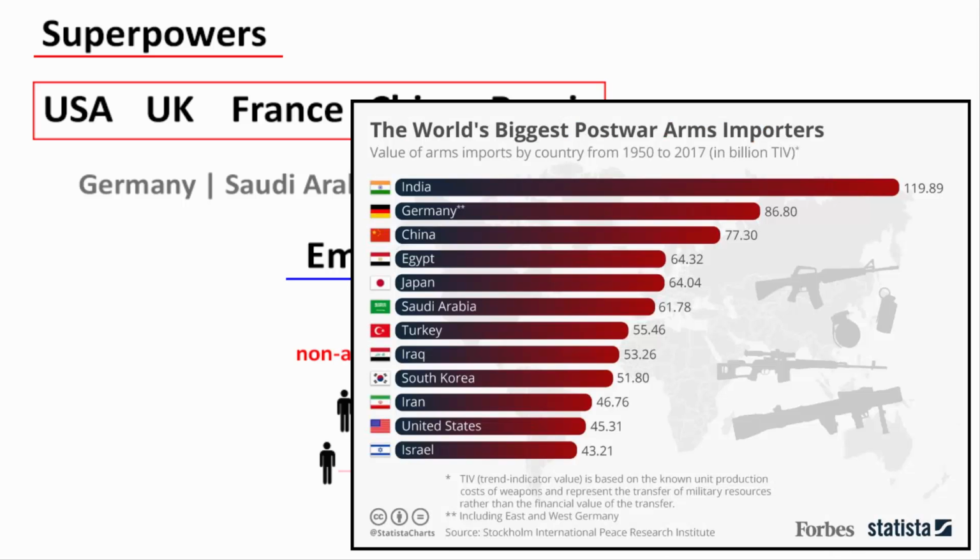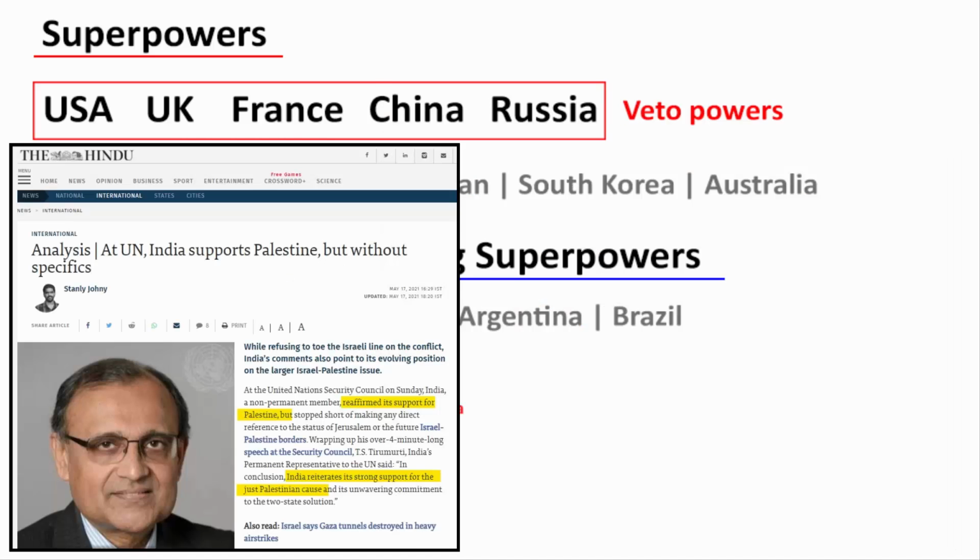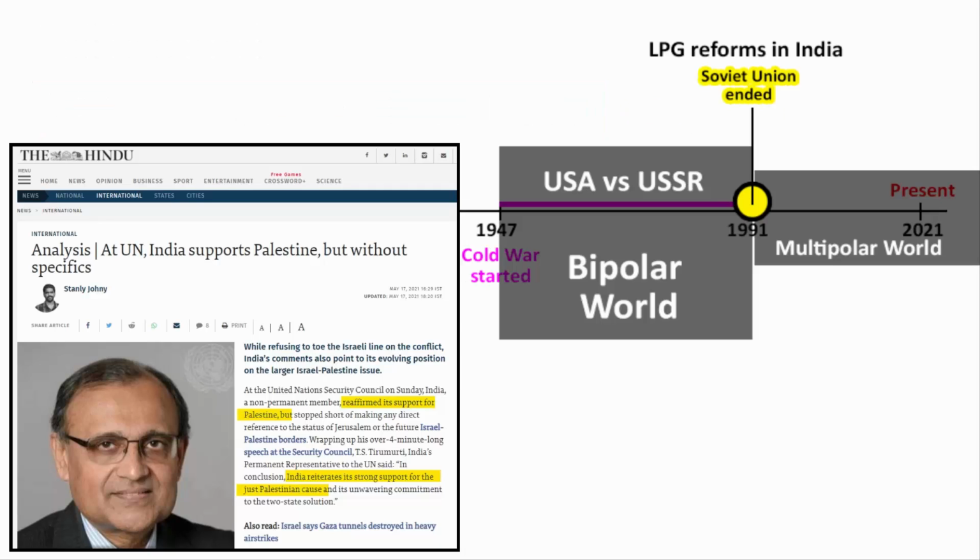Since 1950, India is the world's biggest arms importer. Till the late 90s, Russia was India's first choice. Now, as we know, India imports from many countries, including the United States. So that is how today, when you hear India supporting Palestine at the United Nations, it is purely because of historical reasons. That is the right context for understanding India's statement.